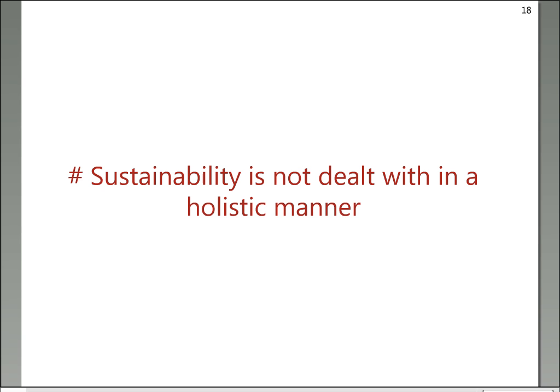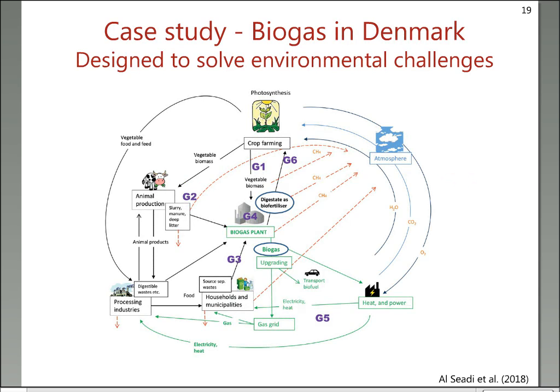And this leads to the next point here, that sustainability is not dealt with in a holistic manner. And let me try to elaborate what I mean by that. I'm starting with the case study on the list that we showed you before that gave rise to this point. It's manure-based biogas production in Denmark, and the production of biogas here was actually set in place or invented to deal with an environmental problem.